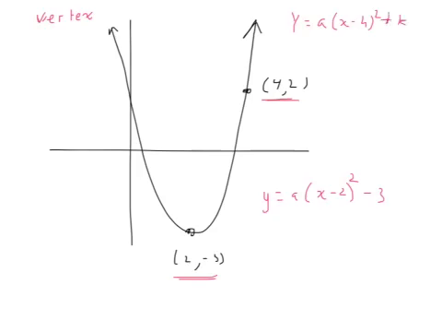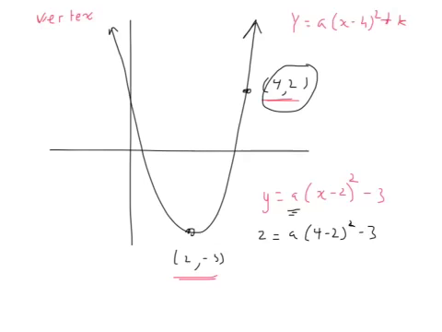Okay, so now we need to figure out what value a is. So let's put in the point that we know, (4, 2). We're going to put in that point (4, 2) to find out our a value. So if we put in the point (4, 2), we get 2 equals a times (4 minus 2) squared minus 3.